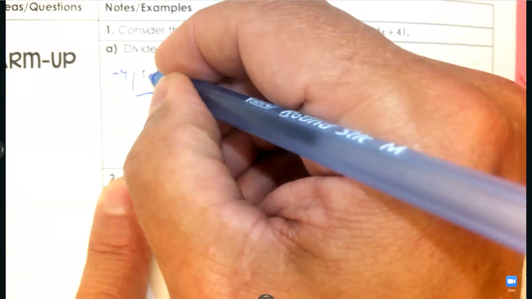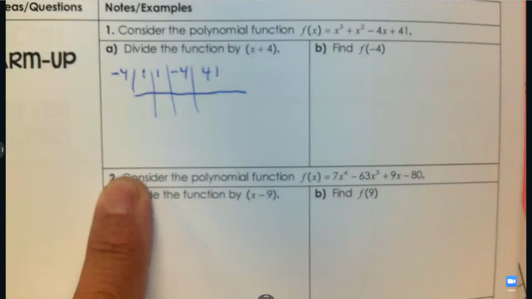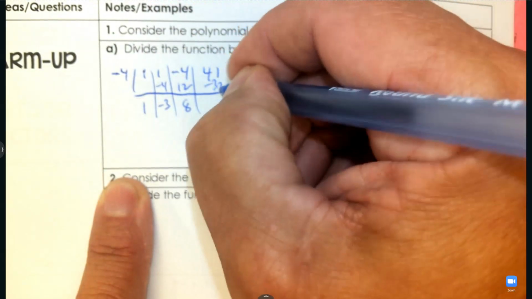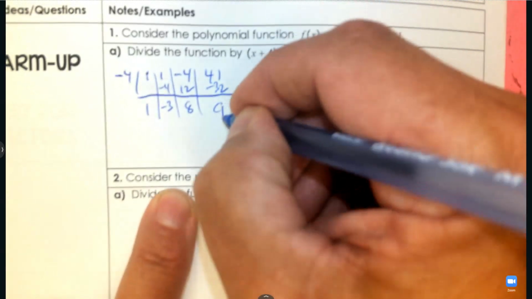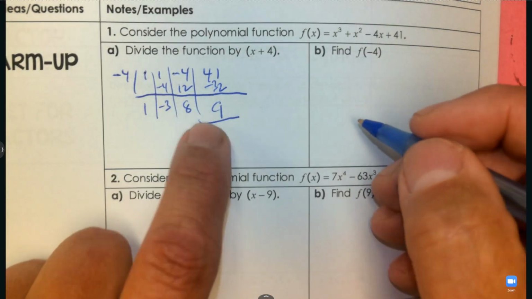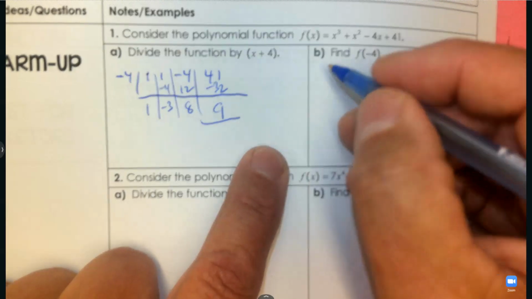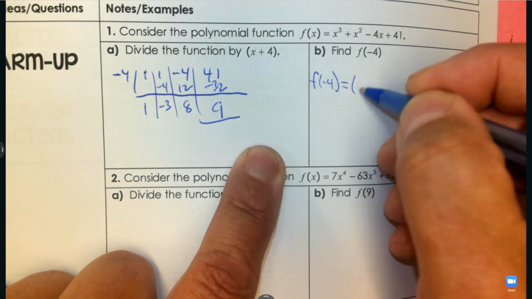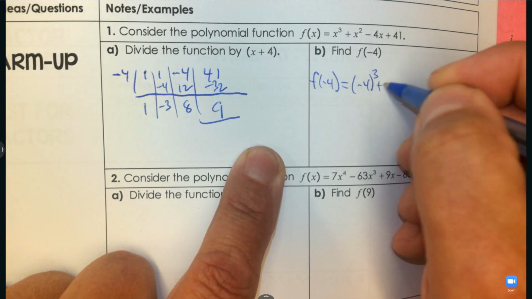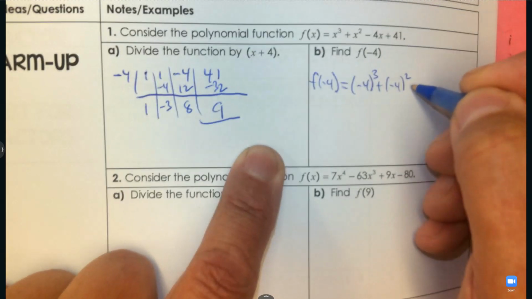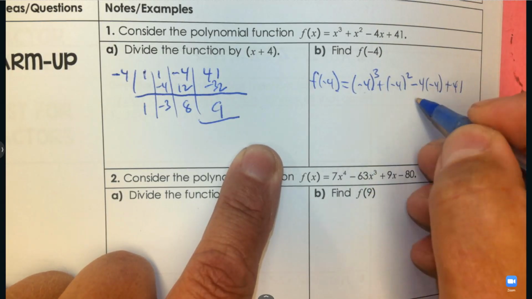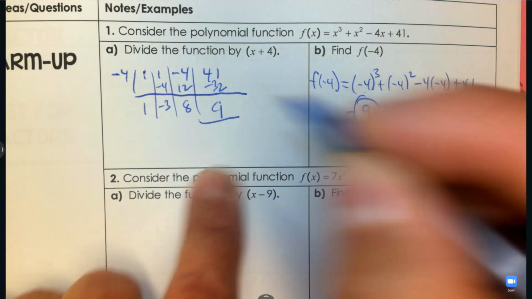No powers are missing. If you put the lines in here to help organize it a little bit better, we're going to add and then multiply and then add and then multiply. Get your signs right. And you'll notice the answer at the end. The remainder is 9. Now, if you evaluate at -4, so -4 cubed, -4 squared, -4 times -4 plus 41, and you actually did that work, I want you to notice the answers match.